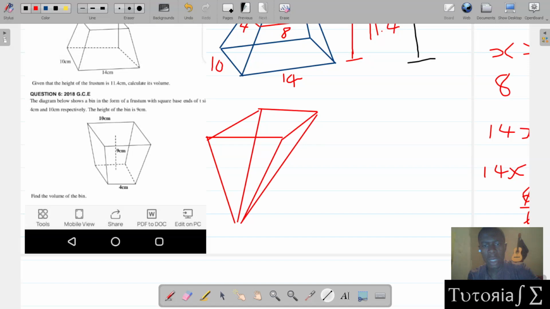So this is how the pyramid might have looked like. Then you do the same thing that we were doing here, and that is all.